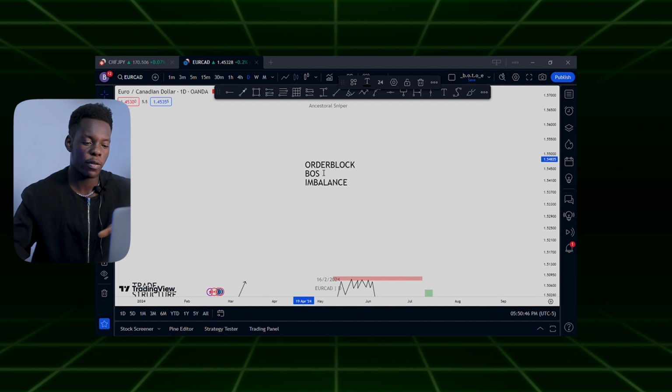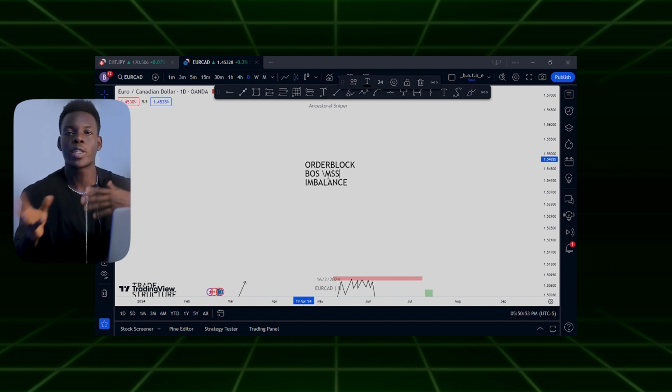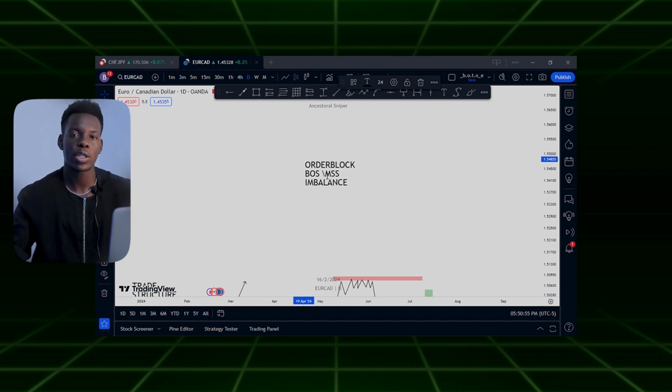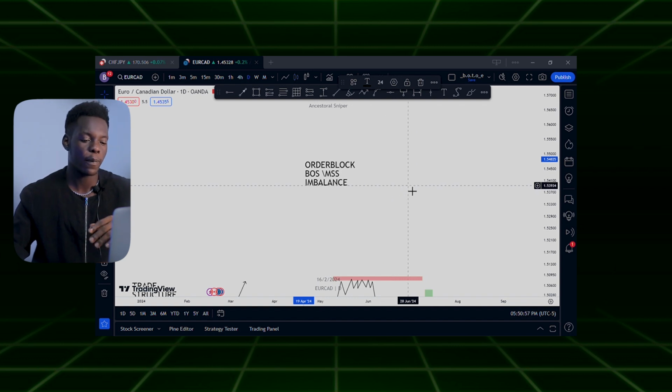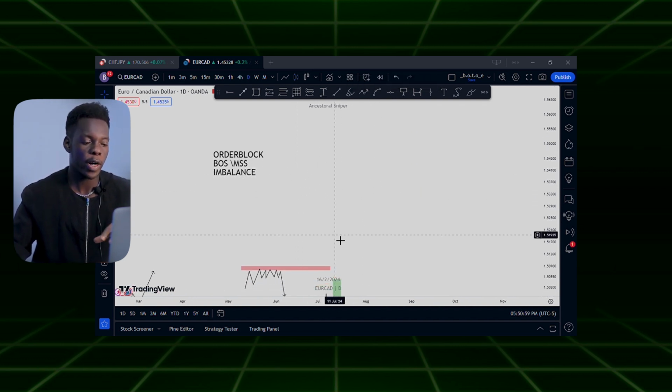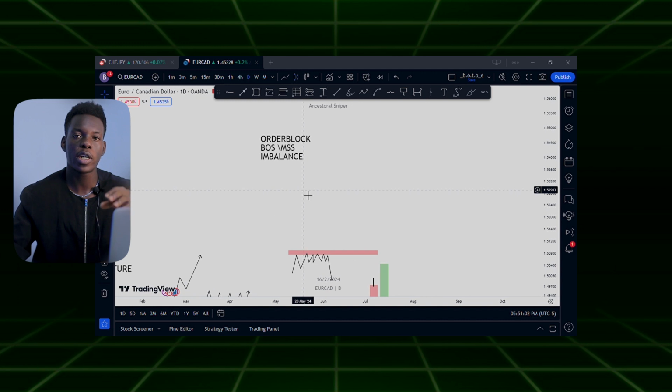The break of structure is going to be very key. We can as well say a market structure shift or a shift in state of delivery. Whatever, depends on how good you are with your English. It's exactly the same thing. So this is what we are going to be focusing on, and this is how we are going to be building our trade plan and eventually entry.